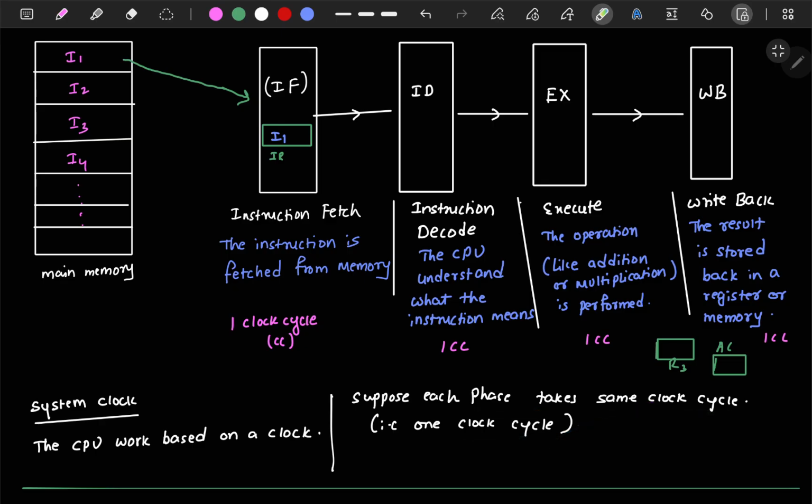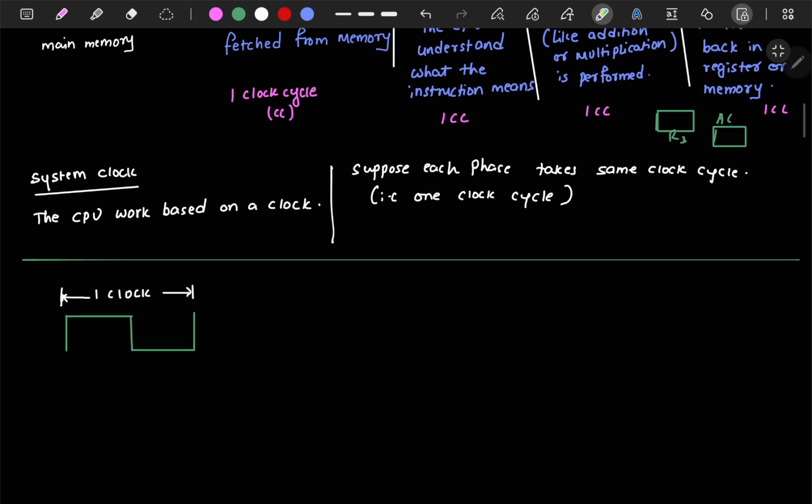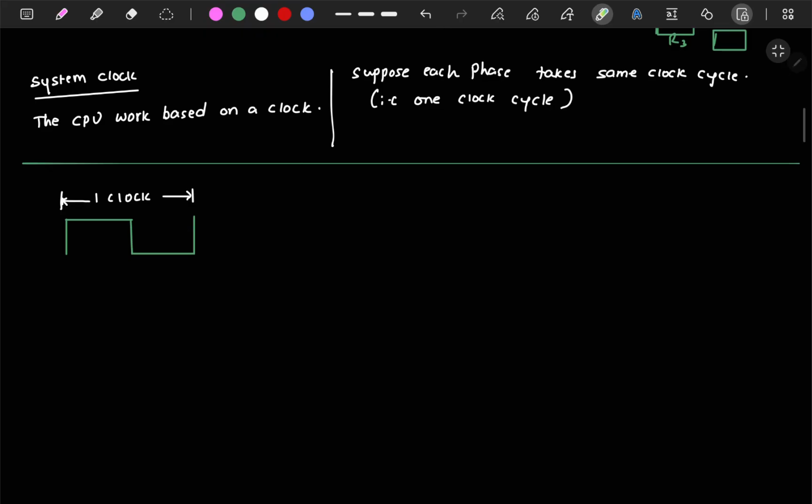Now you might be wondering, one clock cycle is fine, but what is the measurement of this clock cycle? What do we mean exactly by a clock cycle? For example, if I ask you about 1 hour, you know that 60 minutes means 1 hour. But if I talk about one clock cycle, what is the measurement? To understand that, we will see what exactly a clock looks like.